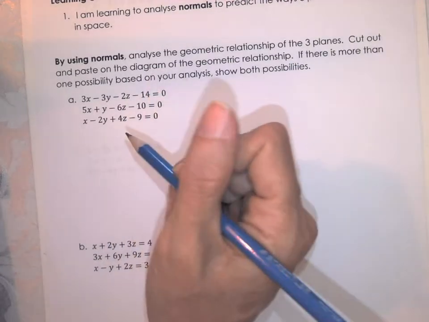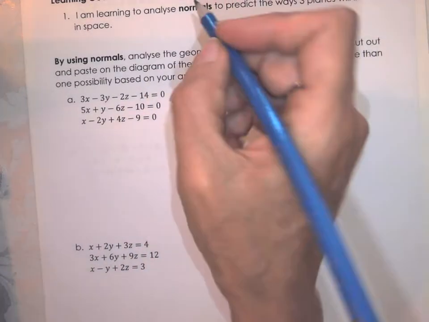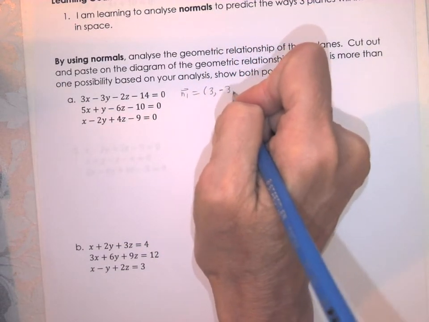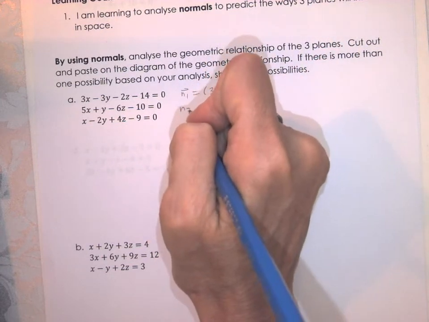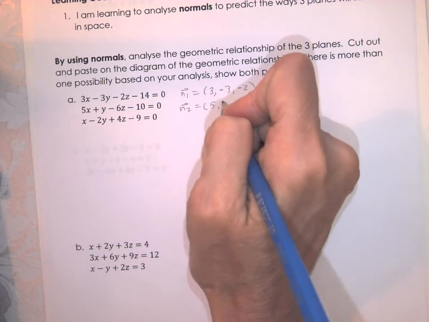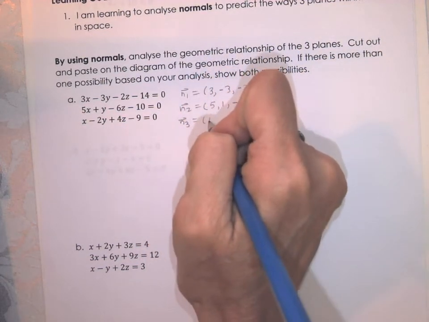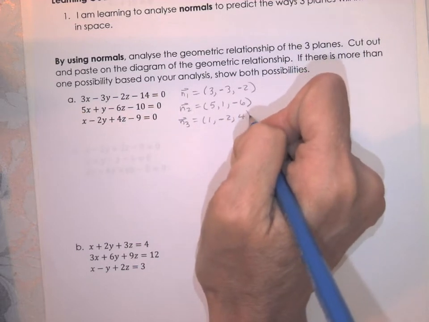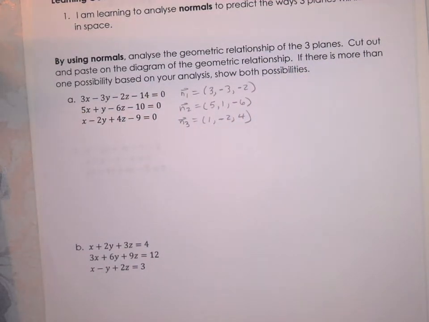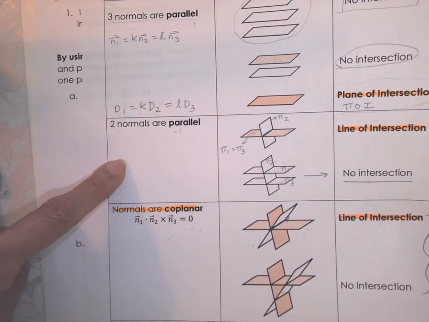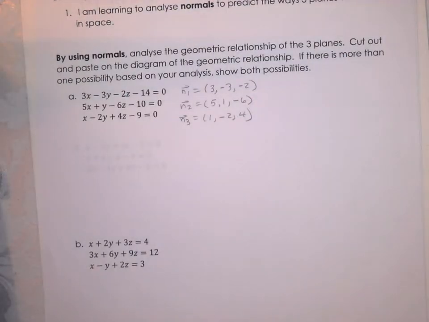All right, so here's A. The first thing I would always do is find out what my three normals are. So (3, -3, -2), (5, 1, -6), and (1, -2, 4). I look at those and I don't see any scalar multiples there. So I know that I don't have three normals being parallel or two normals being parallel. So now I'm going to see whether or not they are coplanar.